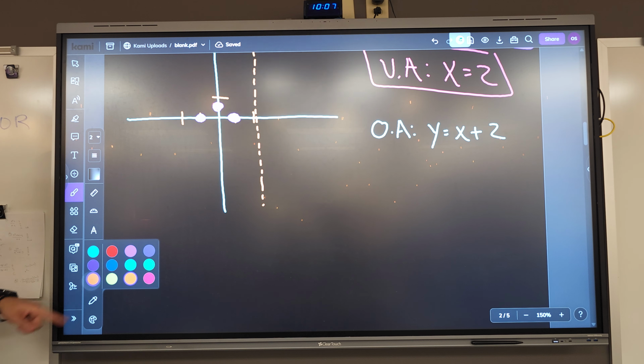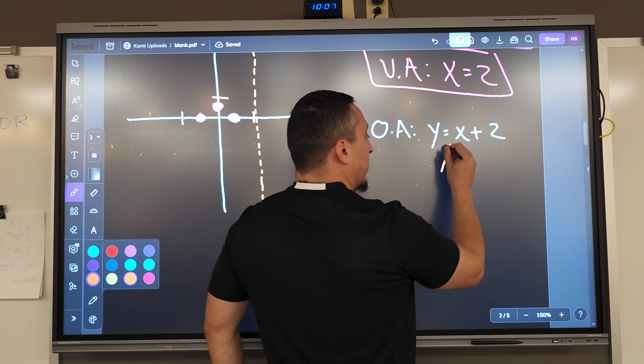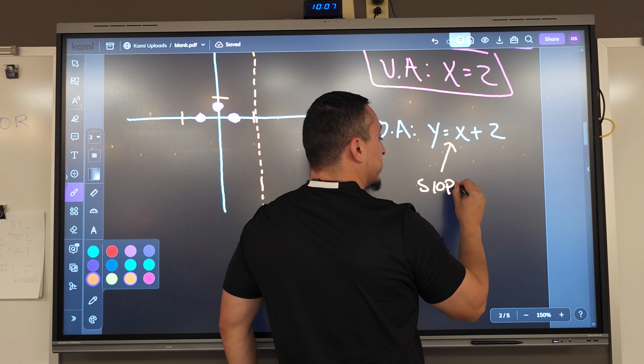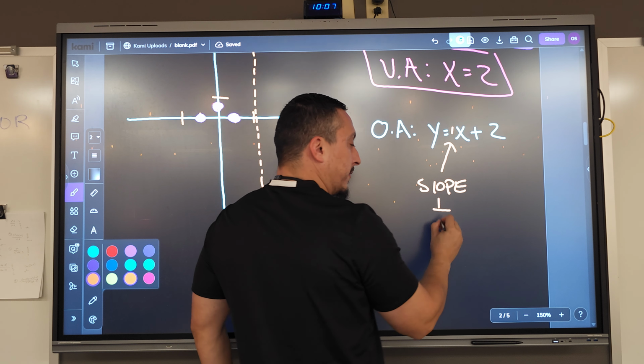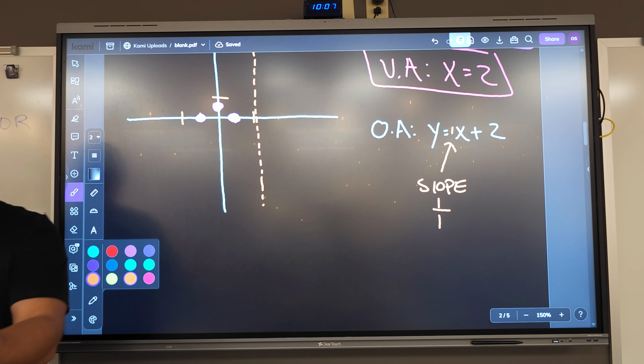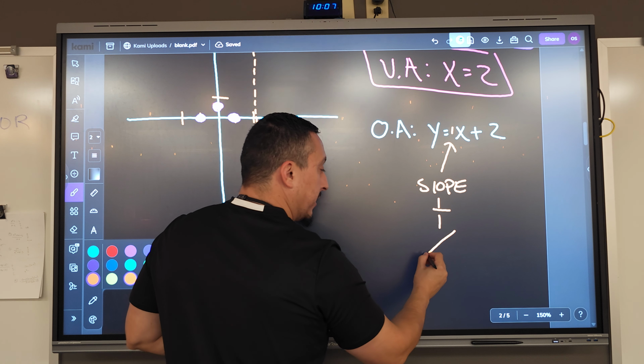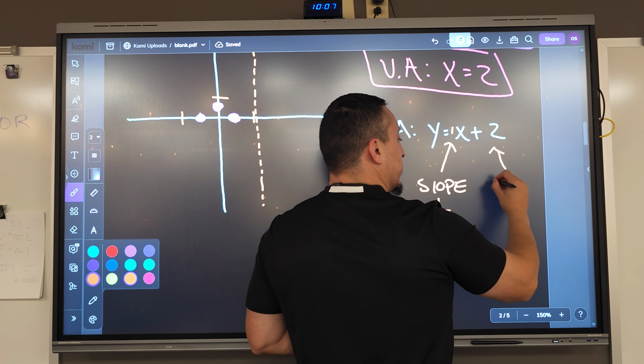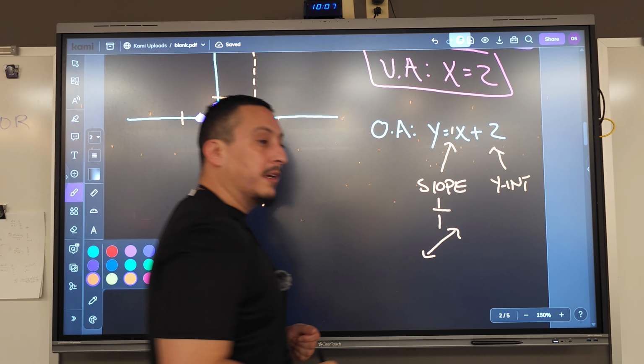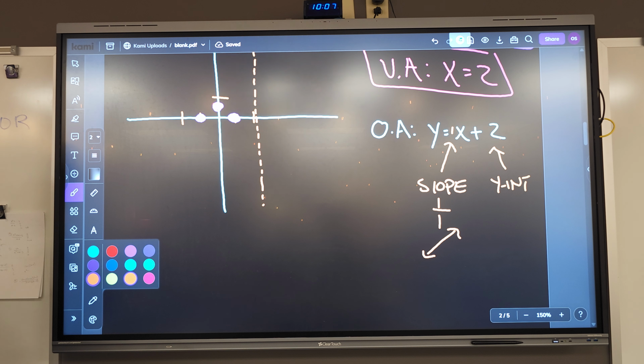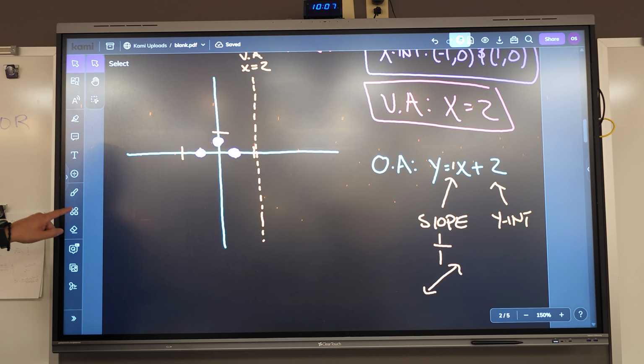Okay. Back from algebra 1. This is your slope, which is a 1. So it's a 1 over 1. It's a positive, right? So it's going to look this way. And this is your y-intercept. So slope intercept, right? And so the way we graph is we start with the y-intercept.